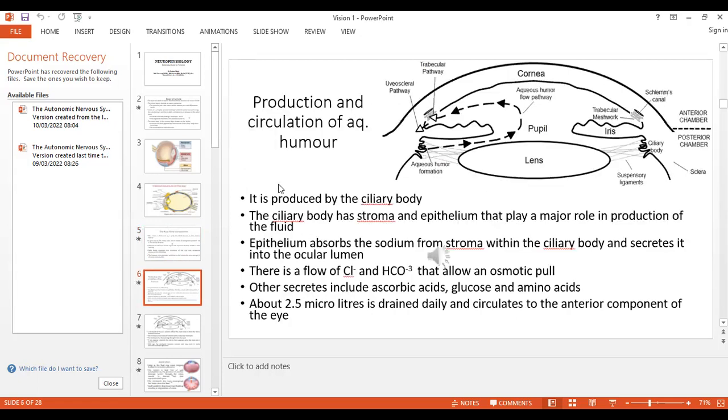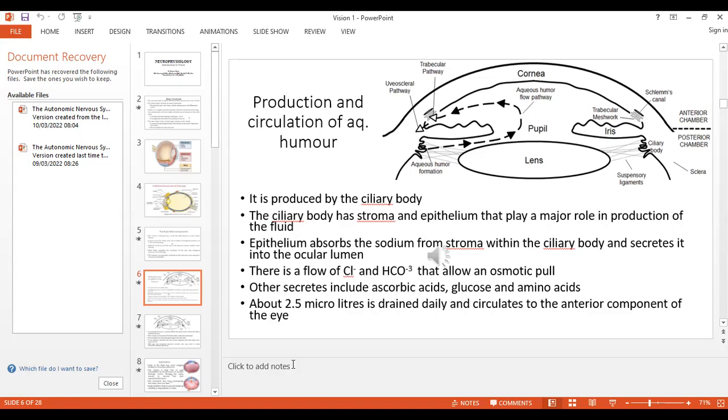Then when you go on to slide number 6, we are going to look at what type of fluid is produced in the front part, in this cavity, where we have a fluid known as aqueous humor being produced. The title says production and circulation of aqueous humor. AQ is just an abbreviation to show that we're talking about aqueous humor.